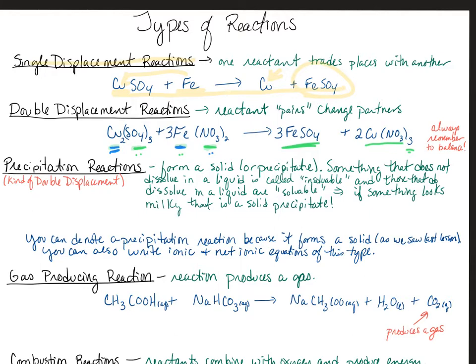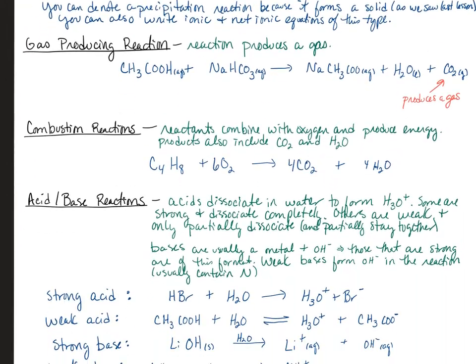The next is a precipitation reaction. Some of these, you could have a double displacement reaction that is a precipitation reaction. That's totally fine. So this is a type of double displacement reaction most commonly. This is something that forms a solid or a precipitate, and therefore we call it insoluble. We already talked about that a little bit. So you should know how to write an ionic and net ionic equation of this type already. Cool, so we've already done some things that you've seen before.